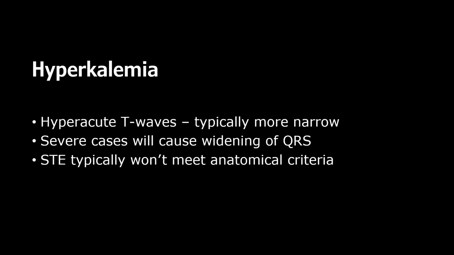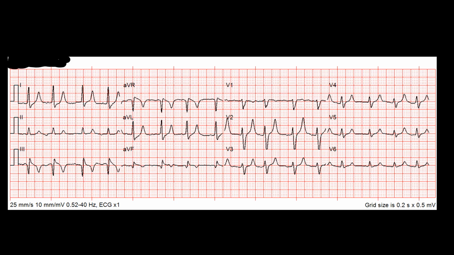I don't think that they're always that obvious to tell, but hyperacute T waves, typically in the acute MI, become very wide, symmetric and big, whereas in hyperkalemia, they're more likely to be narrow, sharp in morphology. Again, not an absolute. In severe cases, you end up with a widening of the QRS, which can actually manifest with some ST elevation. However, that ST elevation typically doesn't fit one of the classic patterns, whether it's inferior, anterior, etc. So here's an example here.